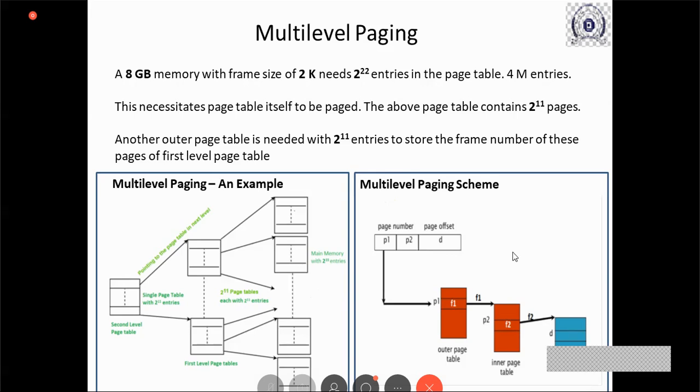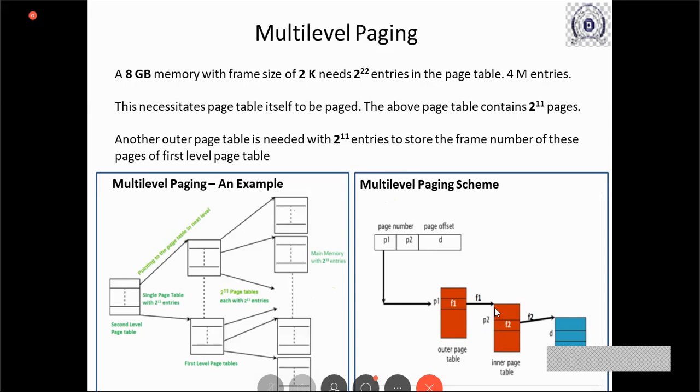It is divided into three. P1 is an index to the first-level outer page table. This will give the frame number F1 of the frame in main memory in which the page table portion is stored. After taking this F1, we'll go to that frame. This is nothing but one of the frames of the page table, and in this example, this particular frame will contain 2^11 page table entries.